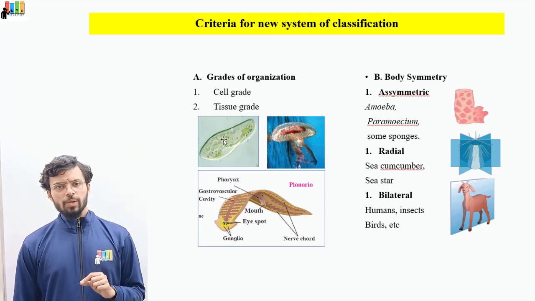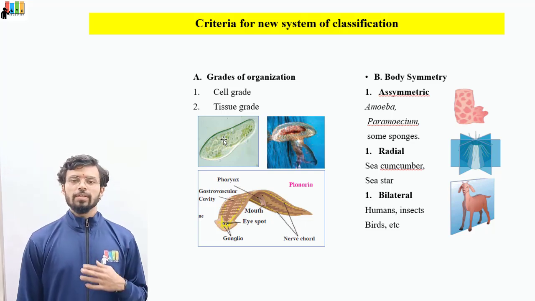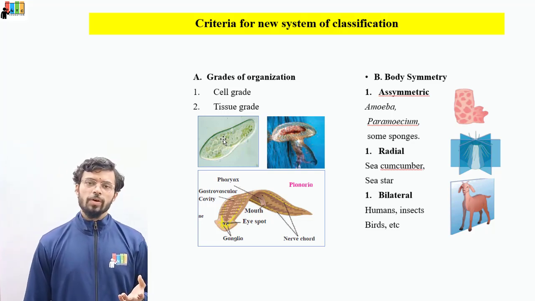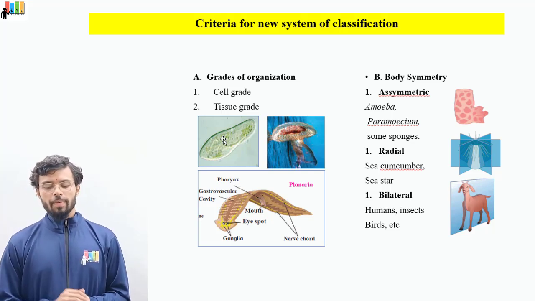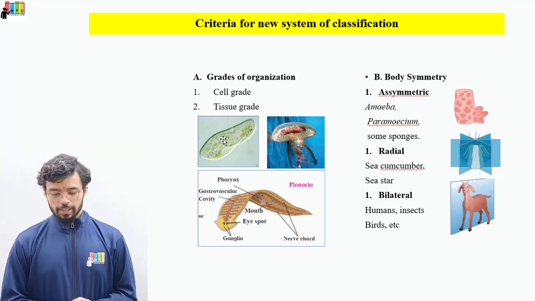So is paramecium the only example? No, you have amoeba, you have paramecium. There are so many organisms. All the unicellular protists form a part of this cell grade of organization.